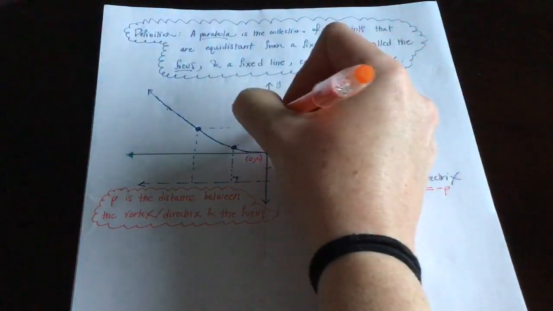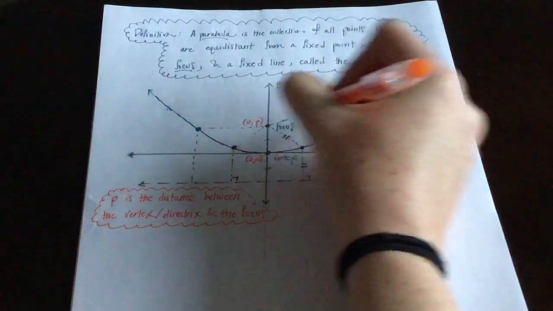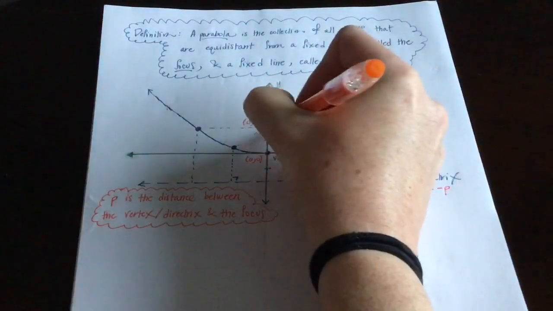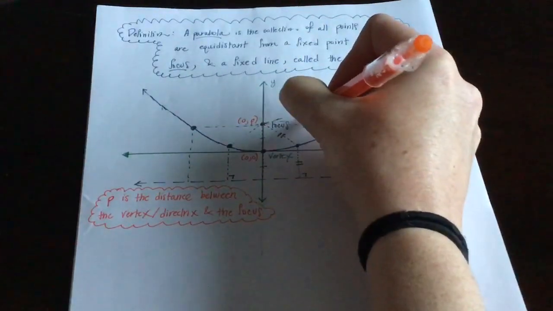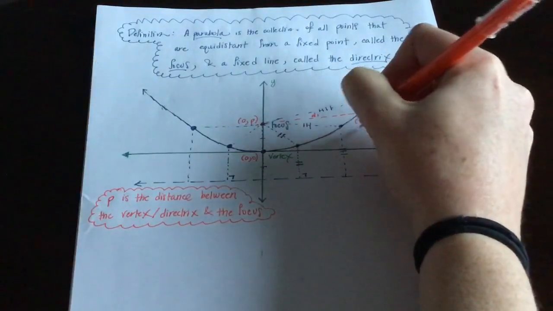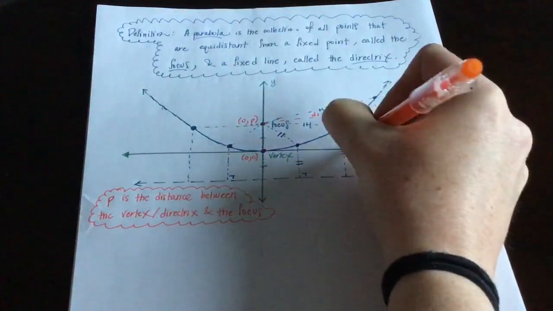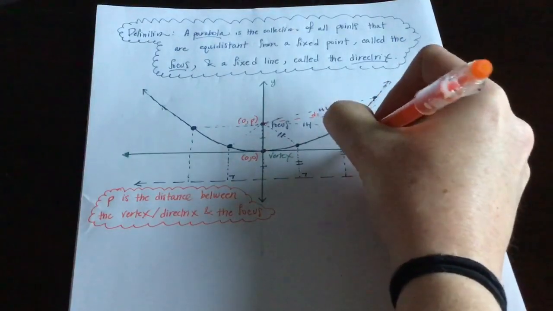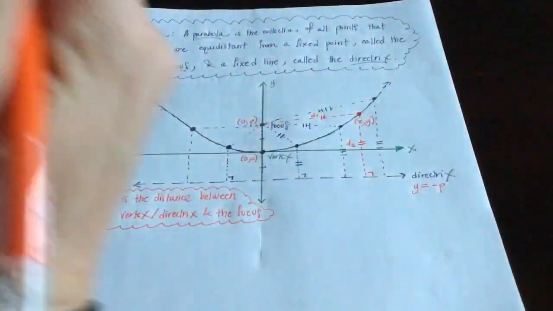So, let's see. Okay, well, it would be that this distance right here, I'll call this distance 1, would compare how to this distance right here, which I will call distance 2. And what's the answer? The answer is that these two would have to be equal, right? In order for this to be on the parabola.